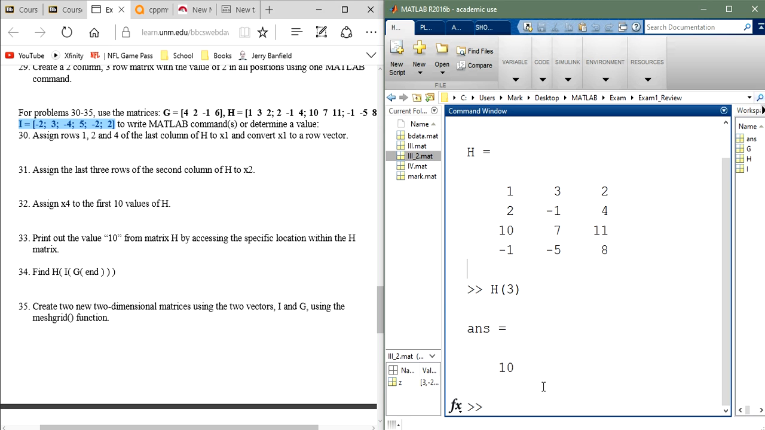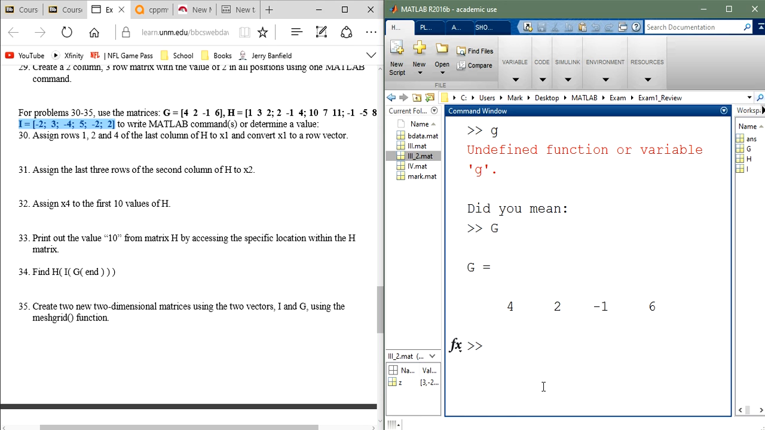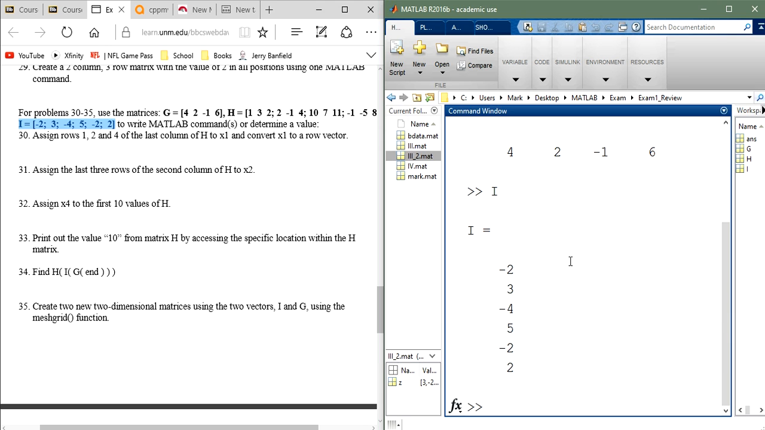Find H of I of G of end. Wow, that's brutal. But let's do it together as a unit. So first I need to see what G is. The last value, G of end, is equal to 6. And so I, let's see what I is. I of 6 is 1, 2, 3, 4, 5, 6 is 2. And then H of 2, let's see what H is. 1, 2. H of 2 is just 2. So the value is ans equals 2.